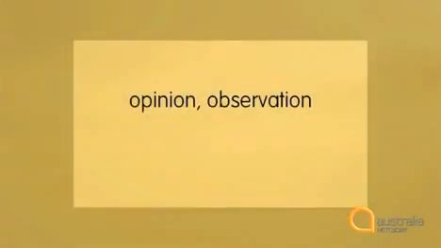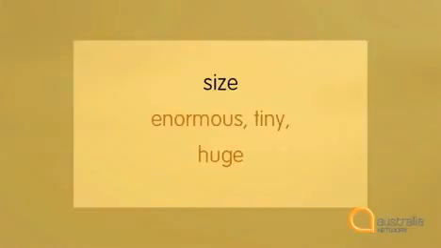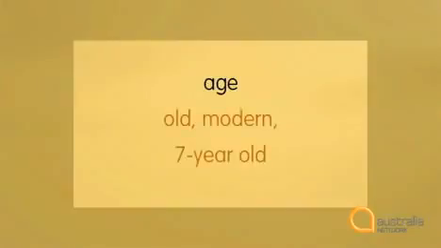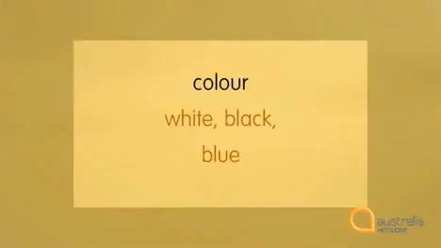The second type of adjective is opinion or observation. This tells you something about the quality of the noun. Useful, cheap, ugly, beautiful. Then we have size. For example, enormous, tiny, huge. Followed by age. It could be old, modern, 7-year-old. Then shape. Perhaps oval, circular or flat. A colour, like white, black or blue.